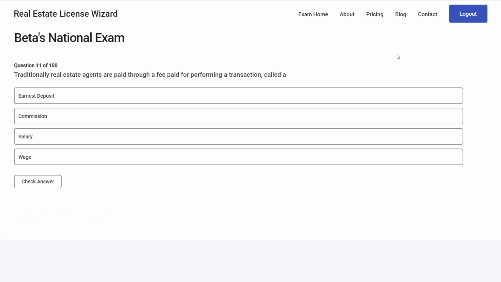All right, next one. Question 11. Traditionally, real estate agents are paid through a fee paid for performing a transaction called, and it gives us 4 options here: an earnest deposit, a commission, a salary, or a wage. All right. So think that one over, come up with an educated answer.